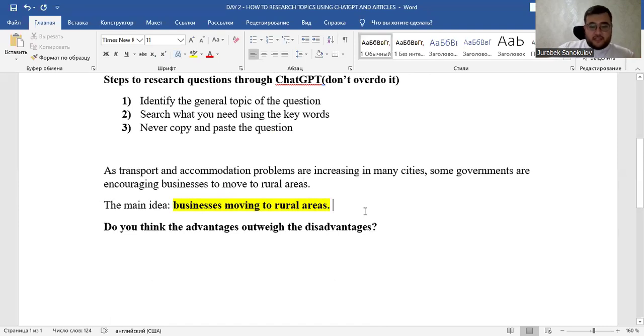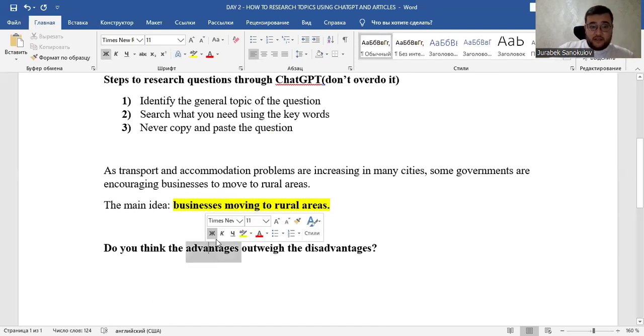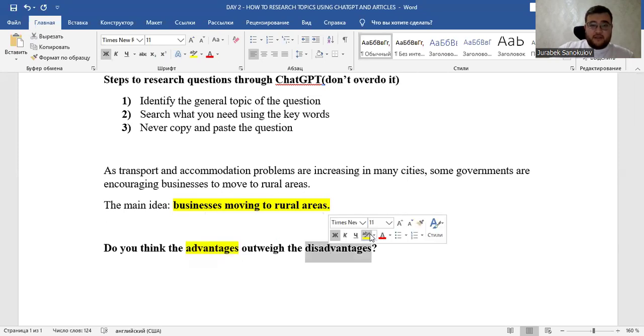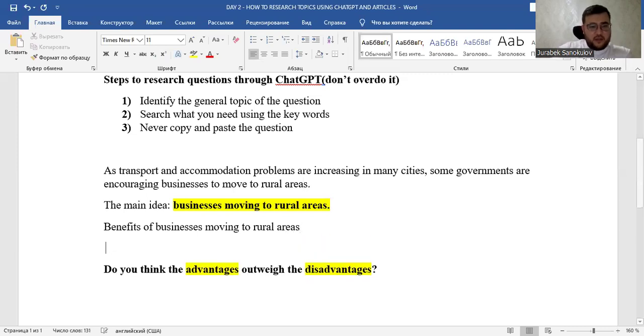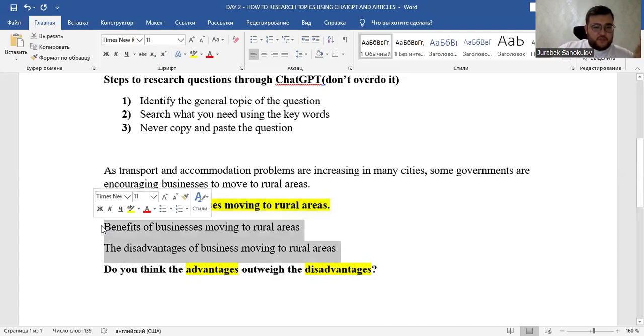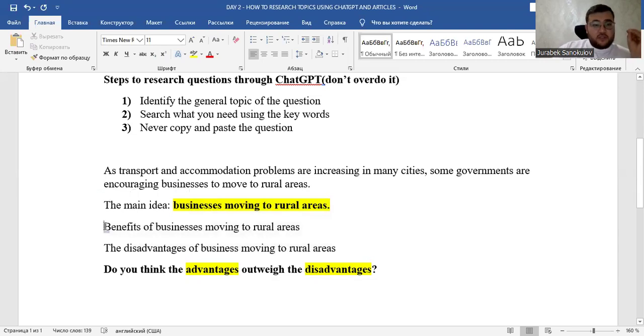So now the keywords would be, in this question, we need these keywords. So we need to search these. The benefits of businesses moving to rural areas, or advantages, benefits, the same thing. We also need to look for the disadvantages of businesses moving to rural areas. So these are the two key things that we need to search.